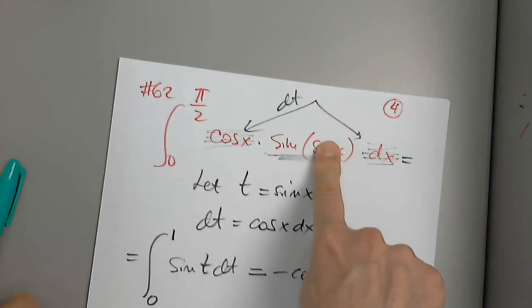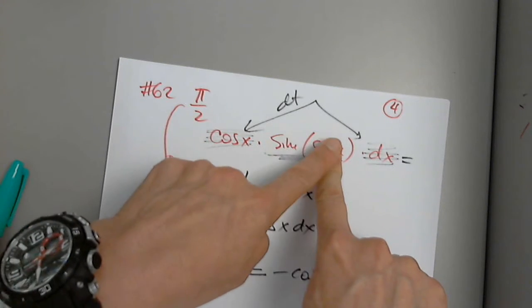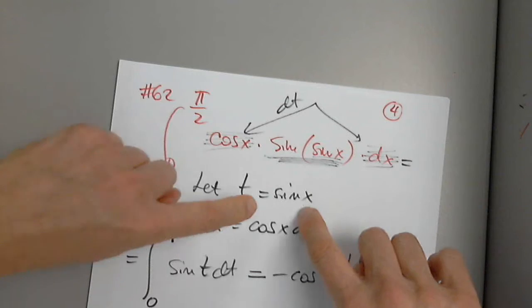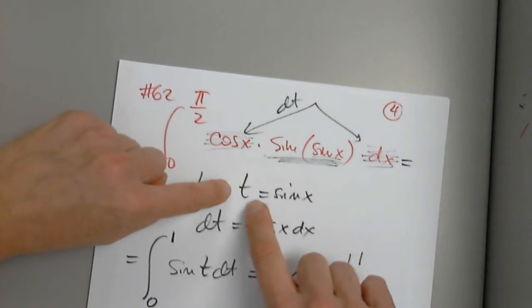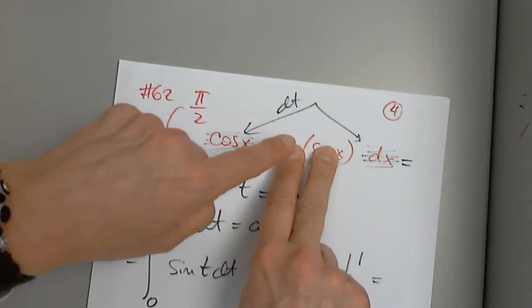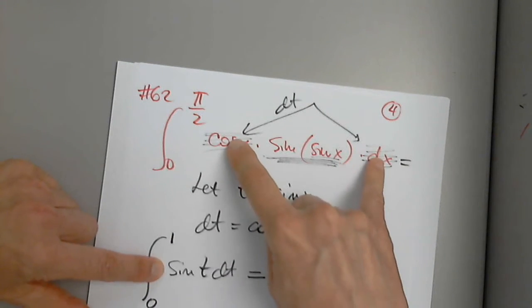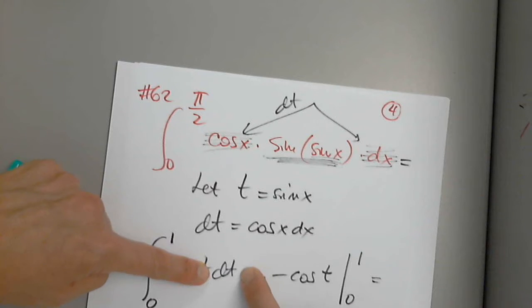So we denoted this by t. So then I have sine t. This is t. So this is sine t. And I copied it here. These two are dt.